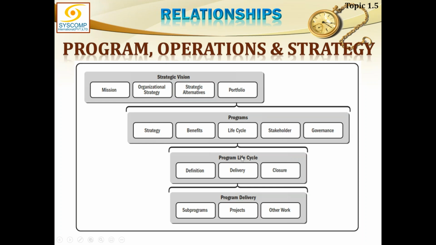Under the life cycle, there is a definition stage, there is a delivery stage, there is a closure stage. So there are basically three gateways. And when we are delivering, we have a number of components through which we deliver our benefits. And these are sub-programs, projects, and other work. These are all the program components. So this is the linkage between the organizational strategy, operations, and the program.